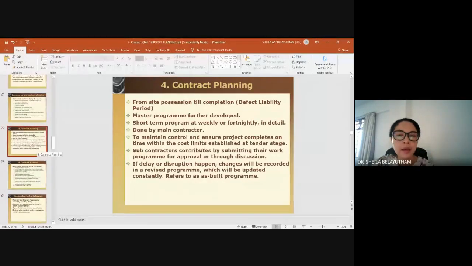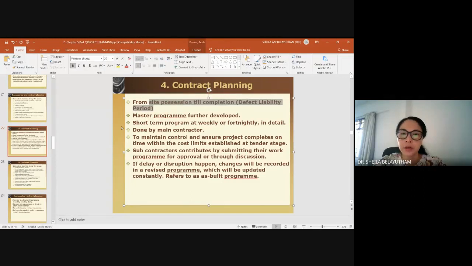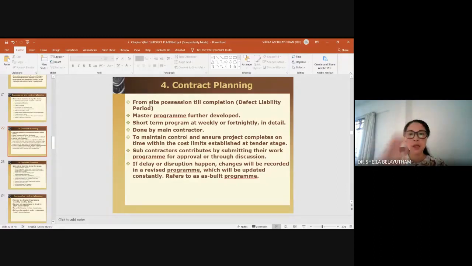Okay, then I think we'll try to close up with contract planning. Contract planning is done by the same contractor that won the contract, but the planning is from site possession until completion. So they will have a detailed planning. You have the master plan, but you have a detailed planning from site possession until completion, so until the defects liability period.